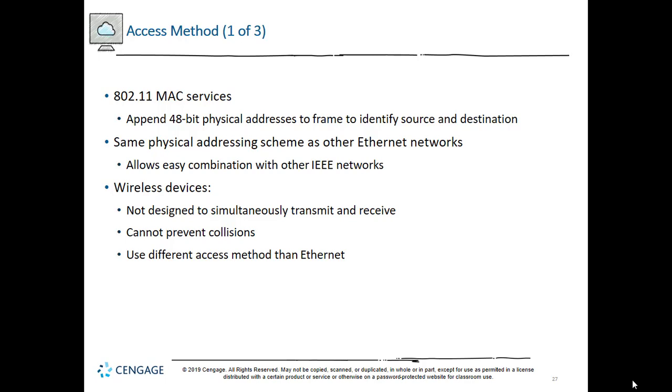Ethernet uses carrier sense multiple access with collision detection, whereas Wi-Fi uses carrier sense multiple access with collision avoidance. So think of it this way. It does this to help avoid collisions. It doesn't really prevent them, but it helps avoid them.